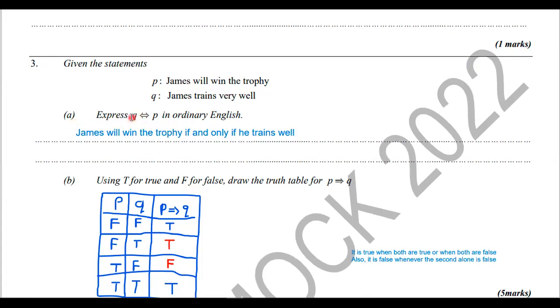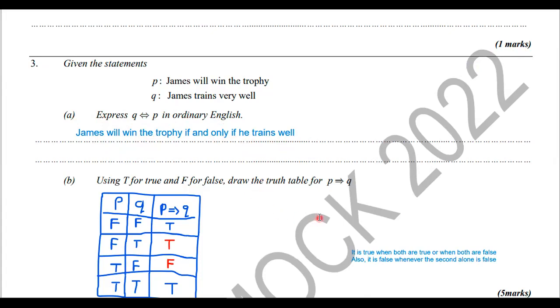So if this one is true, then the other one should be true. If the other one is true, this one should also be true. So James will win the trophy if and only if he trains well. Okay, so this if and only if is a condition that comes in when you have a biconditional. P, if and only if Q. So James will win the trophy if and only if he trains well.